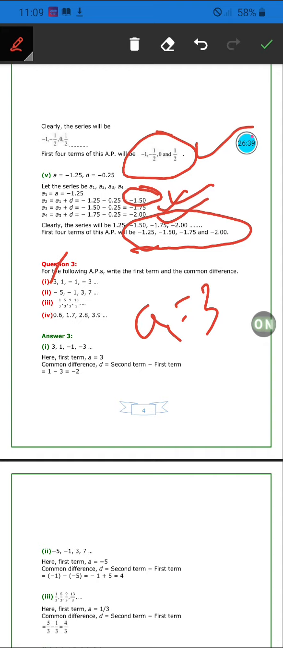Then first term, we can simply guess what the first term is. That is A1. But how can we get the common difference? Simply D equal to A2 minus A1.